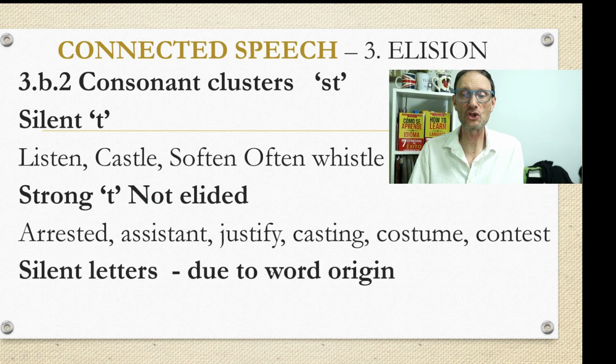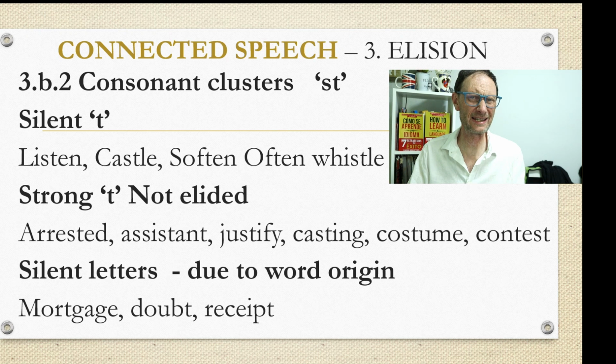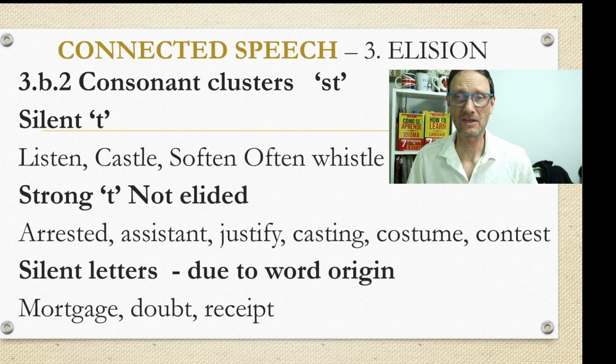Silent letters appear due to the origin of the word. You may know these because they're very typical, but I wanted to repeat them because sometimes you just forget, don't you? With this one, mortgage, the T disappears. Mortgage. Next one, doubt, and receipt. Now remember, receipt is a false friend if you speak a Latin language. So receipt is not what? Do you remember? It's not receta, it's recibo or ticket. Ticket. Yeah, as well. You have to remember that as well.